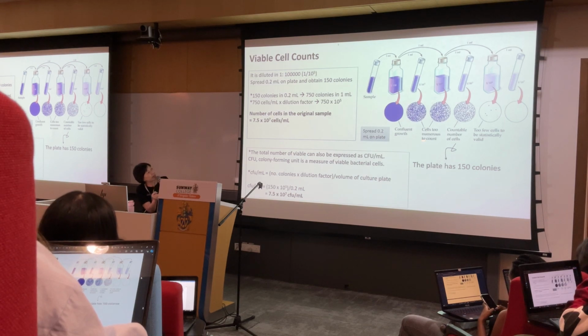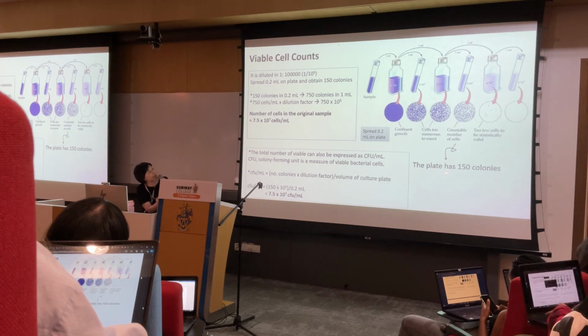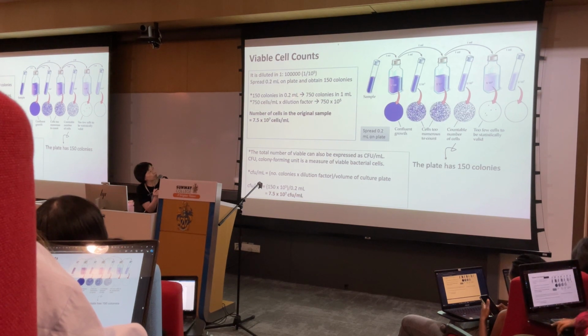And the dilution is around here, right? This is 1 in 10 to the 5. So the dilution factor is how much? 100,000. All right, this is the dilution factor, 10 to the 5. And the spreading on the plate is 0.2 milliliter. Now, taking this number, the 150 colonies are present in 0.2 milliliter, right? The one that we spread on the agar plate.